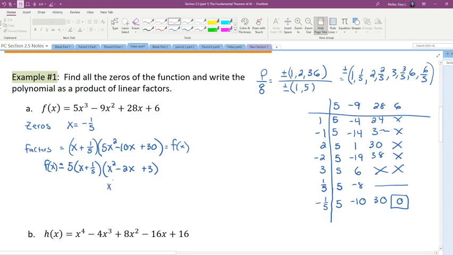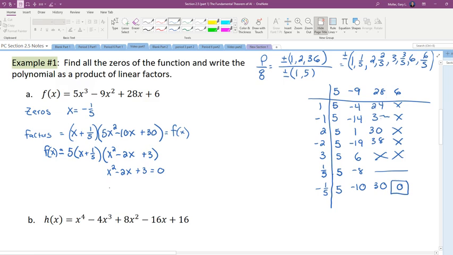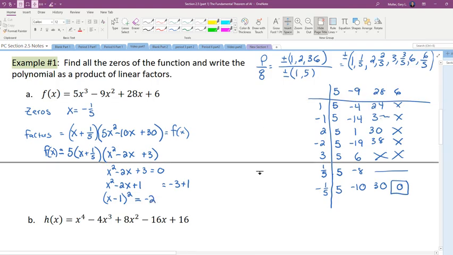So I'm going to ask the question, when does this equal 0? I'm going to move the 3 over to the other side, make it -3. I'm going to complete the square. Half of -2 is -1, squared is +1. I'm going to add 1 on the left side, and then balance it by adding 1 on the right side. This now factors into (x minus 1) squared equals -2.